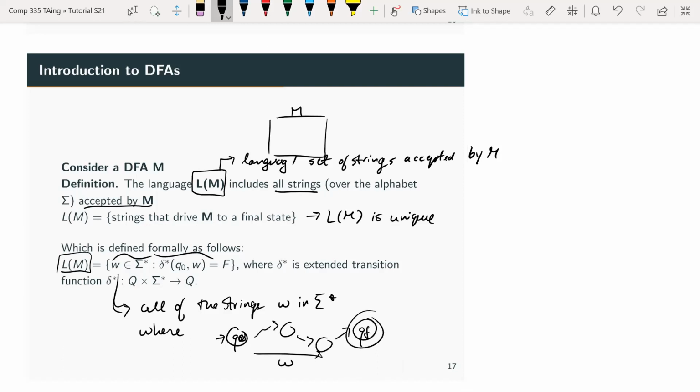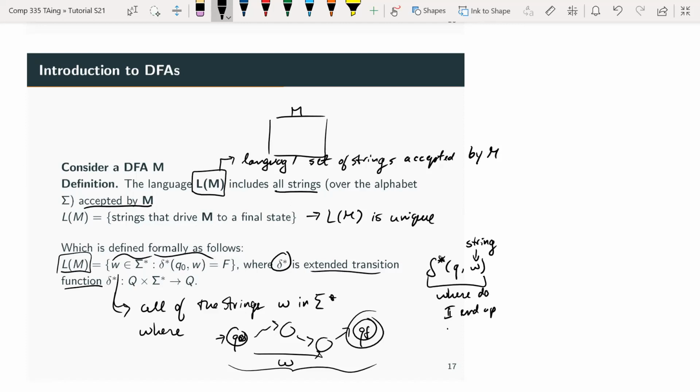Okay. And this kind of idea is replicated using the extended transition function delta star. And all you really need to know about delta star is that it's kind of like delta, except that now instead of just taking a symbol, delta star takes a string W. And so what this is telling you is where do I end up when I read W? So I read W as a string and I start at Q. Of course, where do I end up means what state do I go to? Let's say state P. What state do I go to starting from Q and reading the string W?